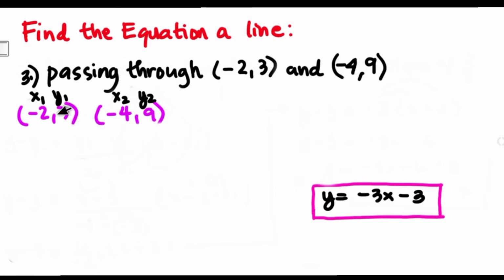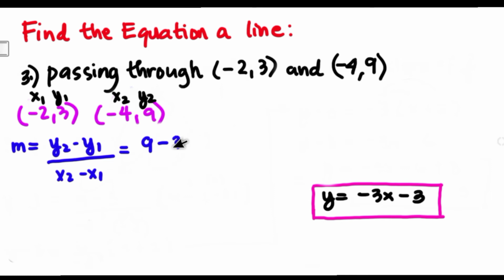So, first is, kunin muna natin yung slope. So, the formula of slope is y sub 2 minus y sub 1 over x sub 2 minus x sub 1. So, y sub 2 is 9 minus y sub 1 is 3 over x sub 2 is negative 4 minus x sub 1 is negative 2.